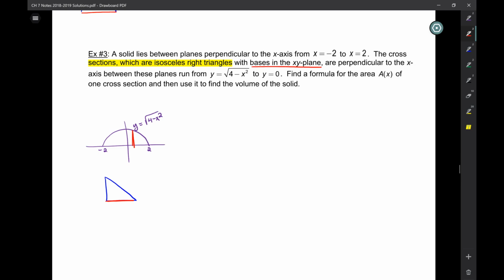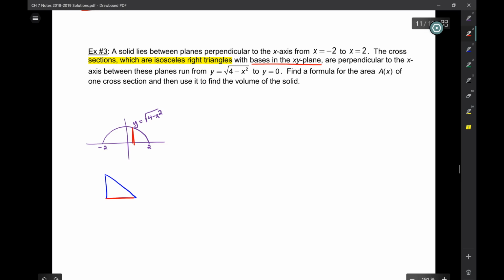All right. So the cross sections are isosceles right triangles. You see here, this is the isosceles right triangle with that base as the side that's perpendicular to the x-axis. So now we need to find the area of this, right? The area is half times base times height. How much is this, which is the same as this distance? How much is that?